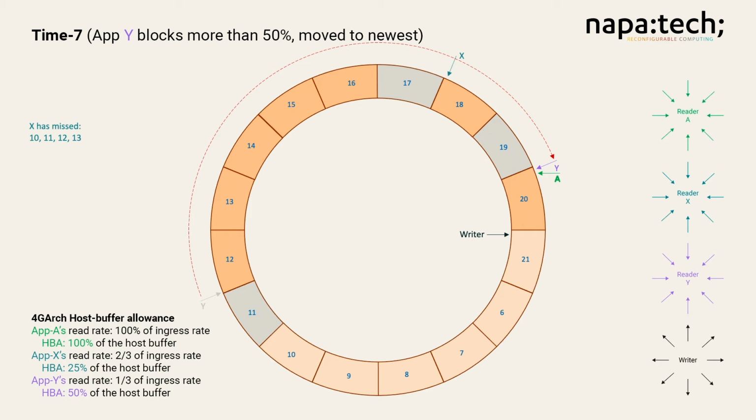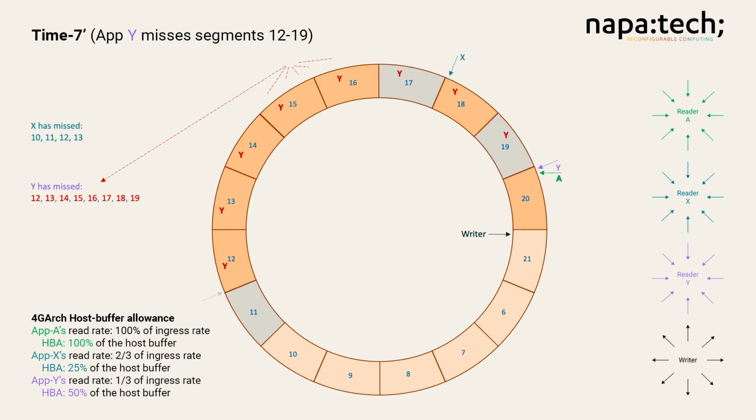This means that application Y will get a pointer to data in segment 20 instead of segment 12. Hence, at this time, the host buffer allowance function will result in application Y dropping contents of segments 12 to 19, whereas application A is still not losing anything.